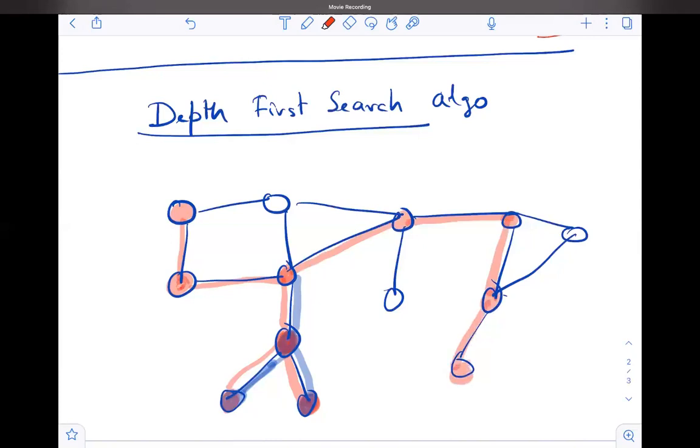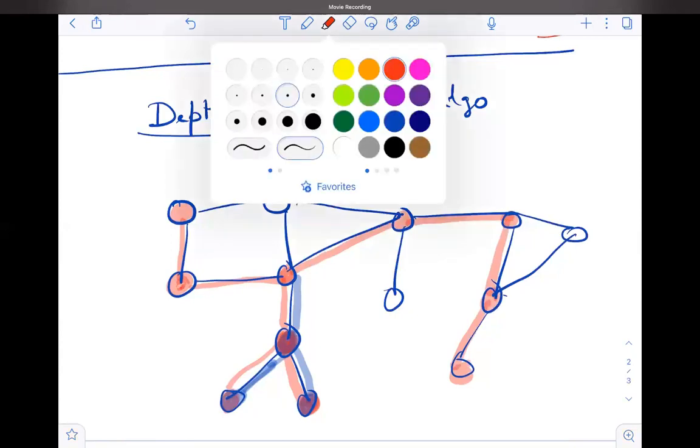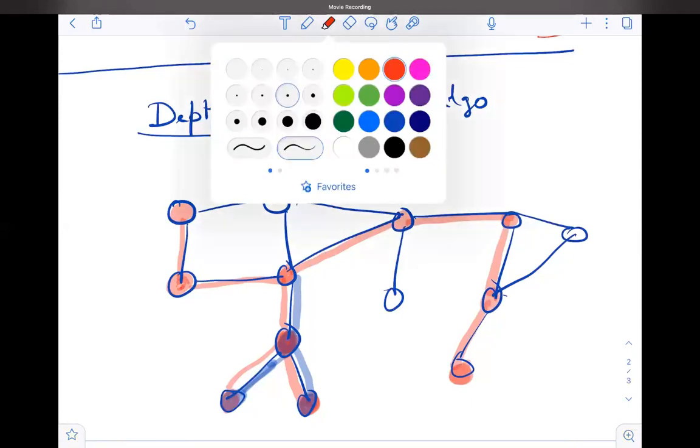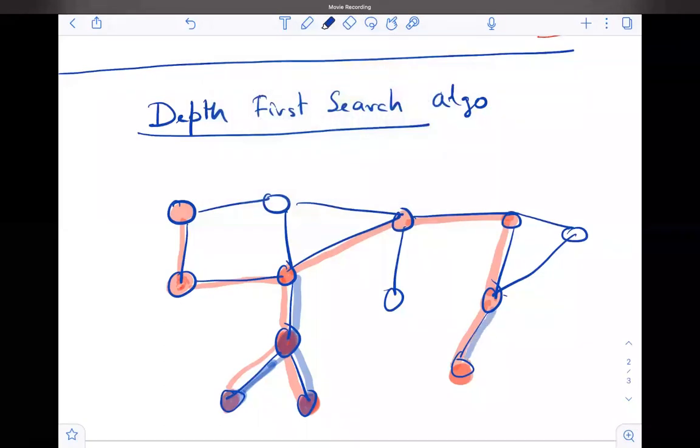And again, at this time, I will find that when I am in this vertex, this vertex doesn't have any new neighbor that is not marked. So I will go up. Okay, and then I say, in this vertex, is there anything that is not marked? And the answer will be yes. I can go up to here and mark this one.